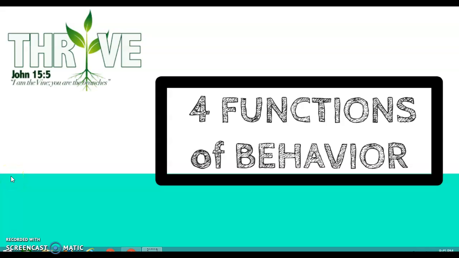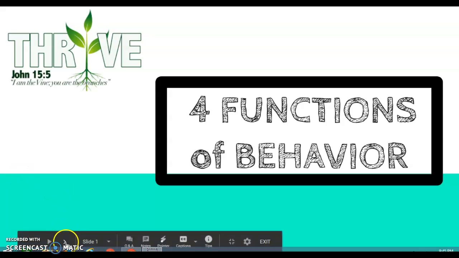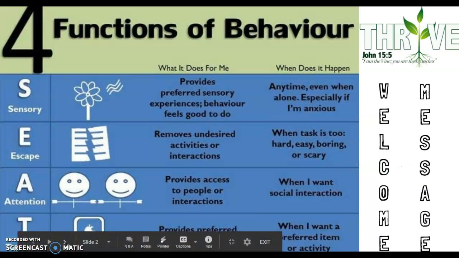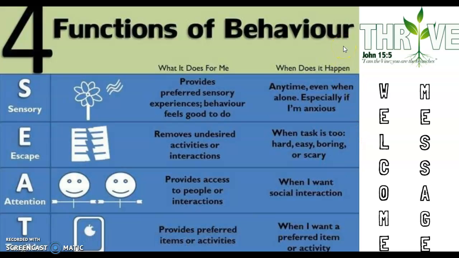Okay, so for our digital neurodiverse meeting, we're going to be talking and reviewing about the 4 functions of behavior. And we talked about the 4 functions of behavior related to the acronym SEAT: S for sensory, E for escape, A for attention, and T for tangibles.